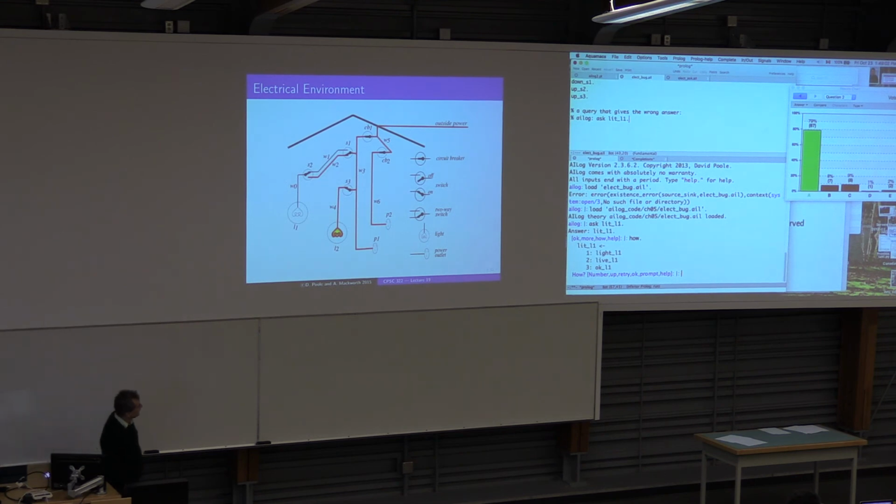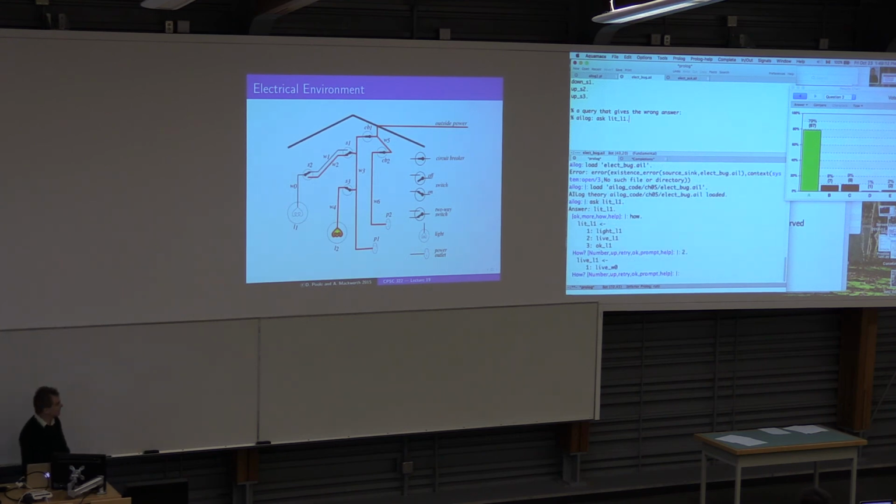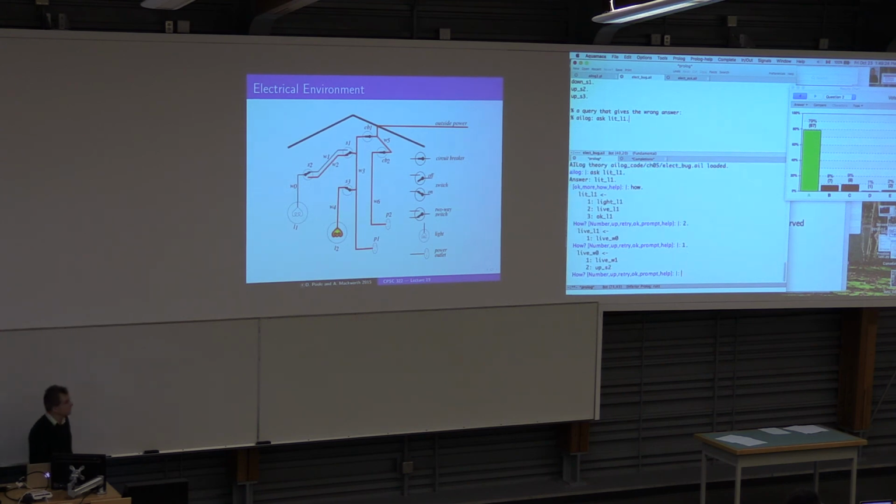Let's look. Is it light? Should live L1? So 2 is wrong. And it can keep telling us why, and what's wrong here. Should W0 be live? So we're going to look at the body and ask why this one. Now we can keep going through live W0 if live W1. Are both the elements of the body true or false?